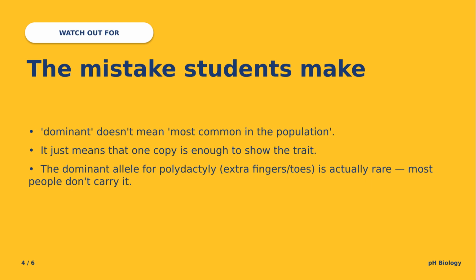Common slip: dominant doesn't mean most common in the population. It just means that one copy is enough to show the trait. The dominant allele for polydactyly, i.e. extra fingers and toes, is actually rare. Most people don't carry it.